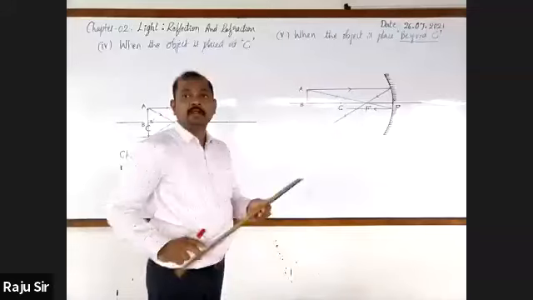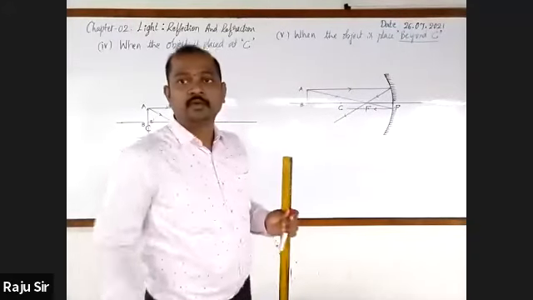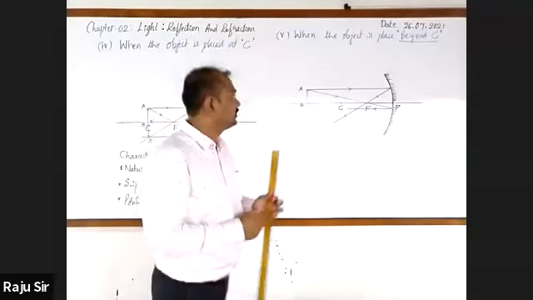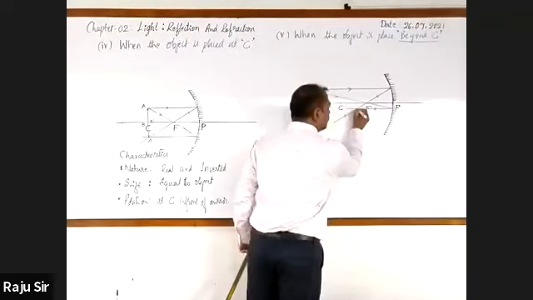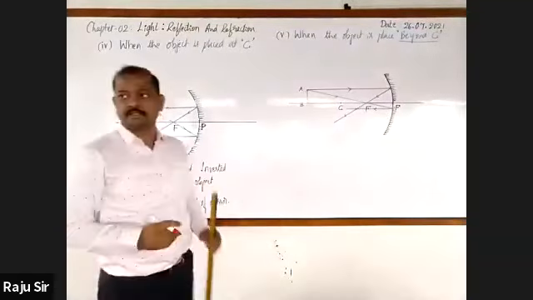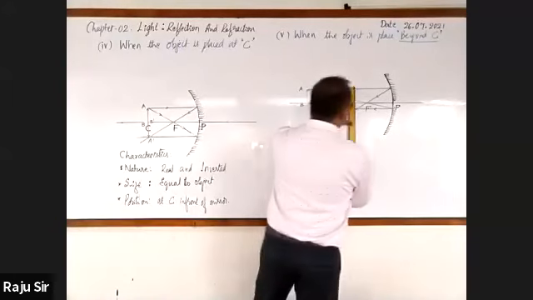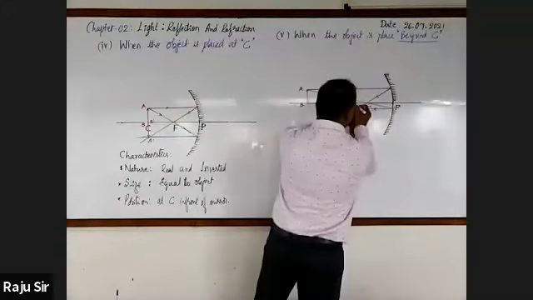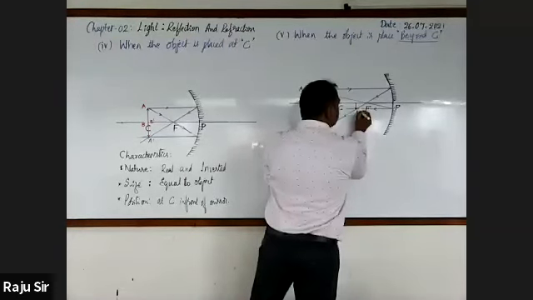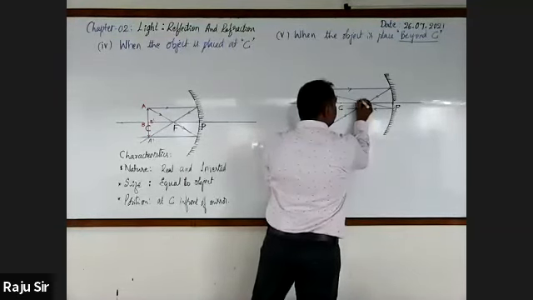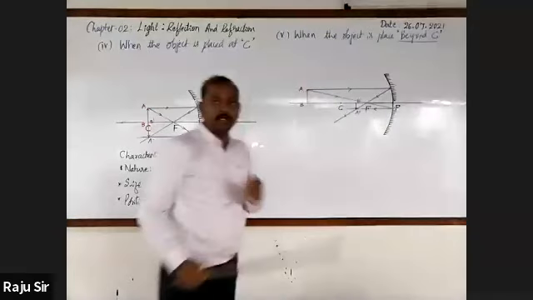Yes, very good. Then you can observe a point of intersection of both the reflected light rays. From that point, draw the perpendicular. You may call it A dash, B dash, which is the image of the object.